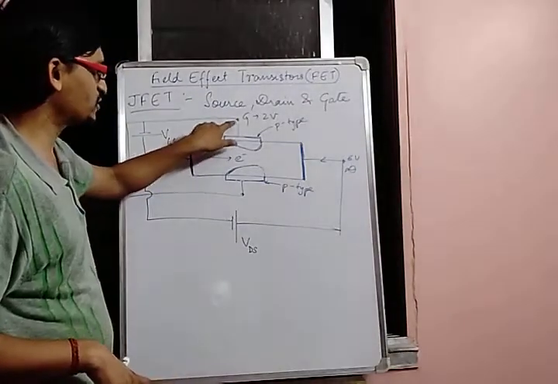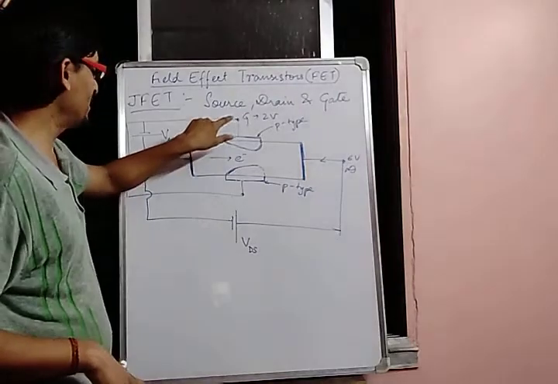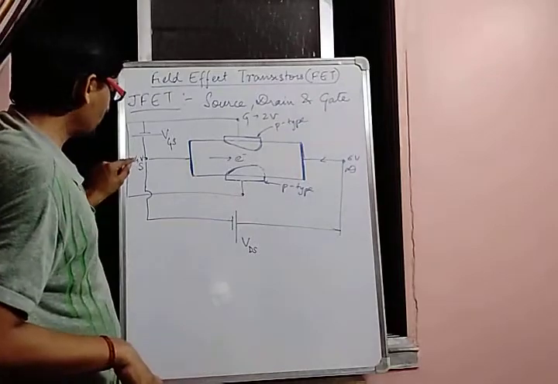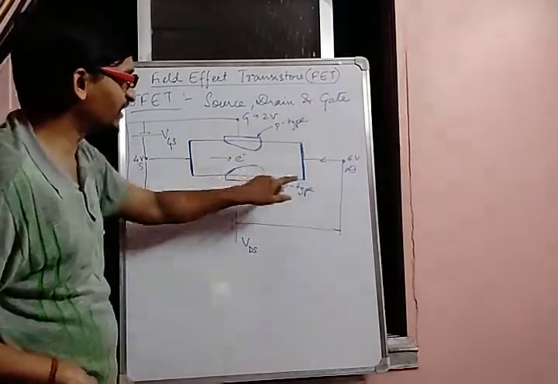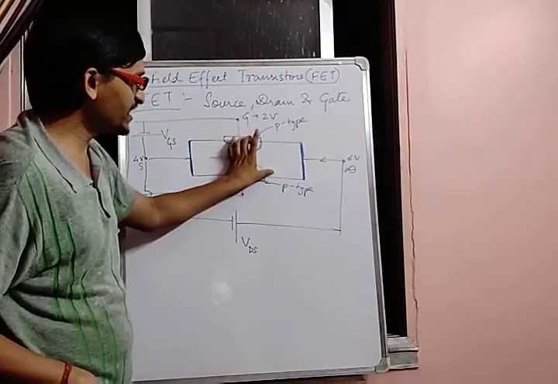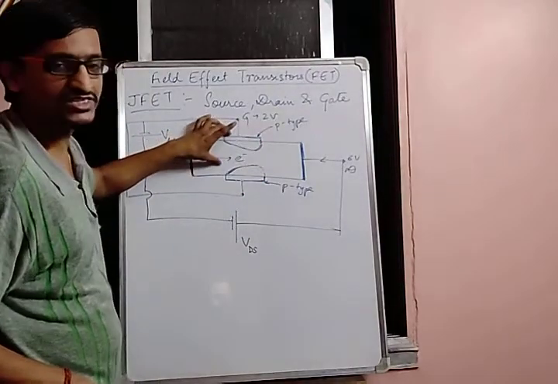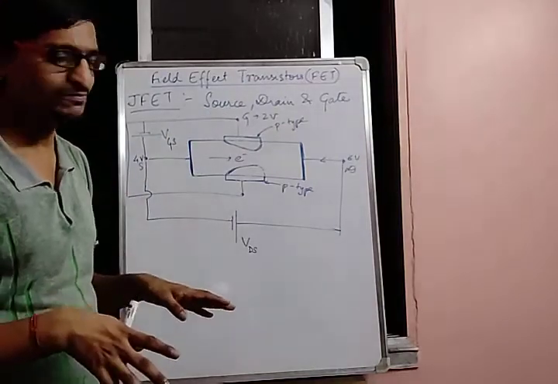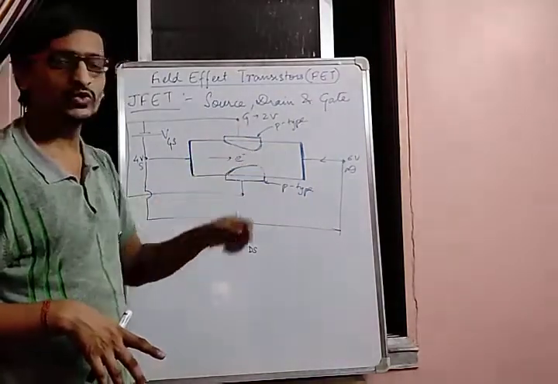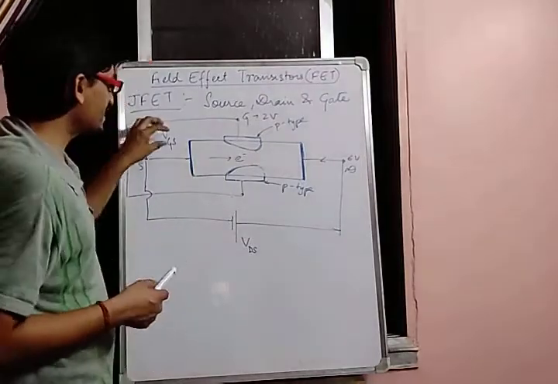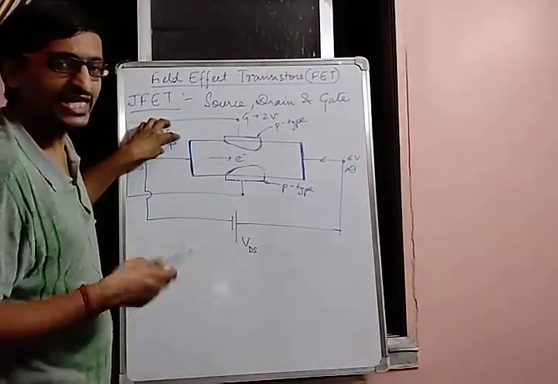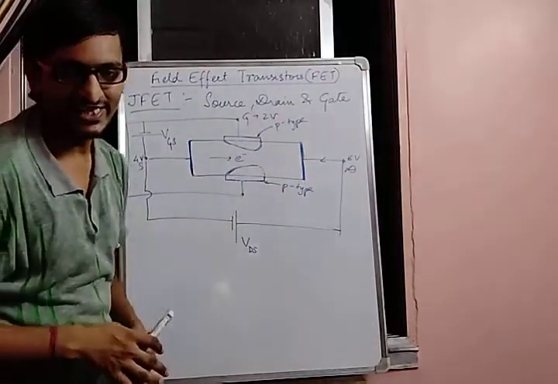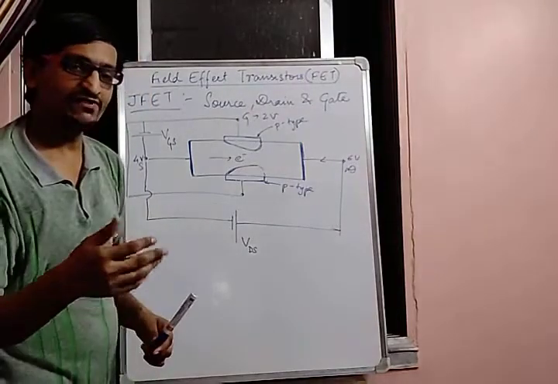That means the magnitude of the voltage at this gate terminal will be less than that of the source. Again, according to this voltage source, the magnitude of the voltage at the source terminal will be less than that of the drain terminal. So this region is more reverse biased as compared to this junction. Gate to source region is less reverse biased as compared to the gate to drain region. And as you increase this reverse biasness, the width of this depletion region will go on increasing.